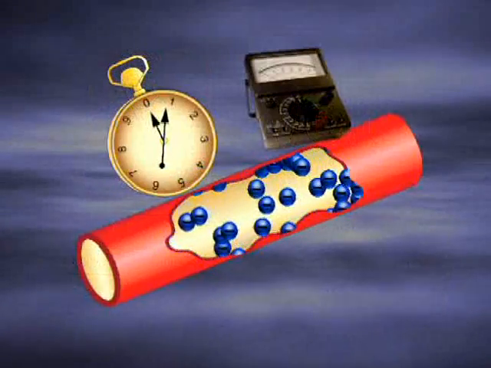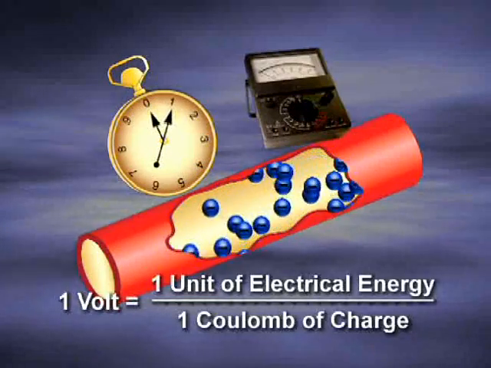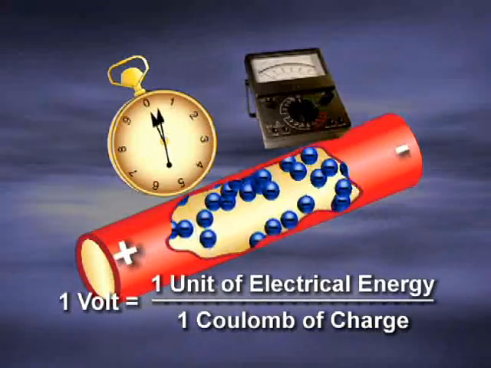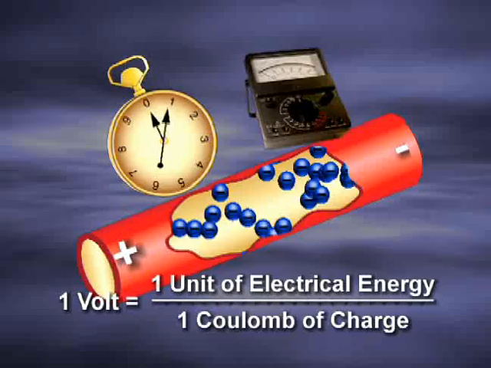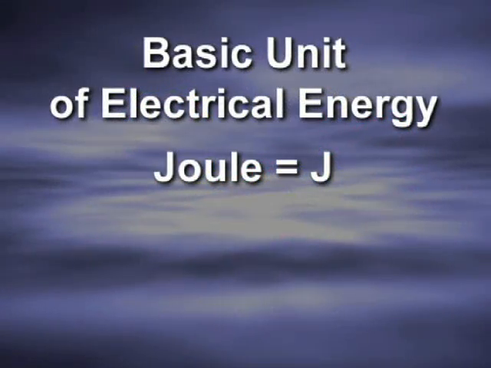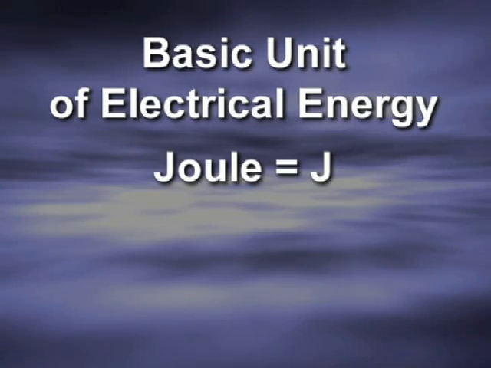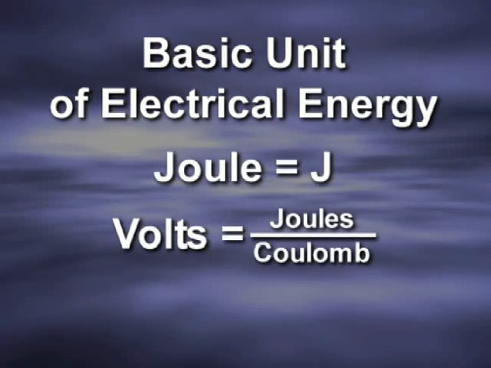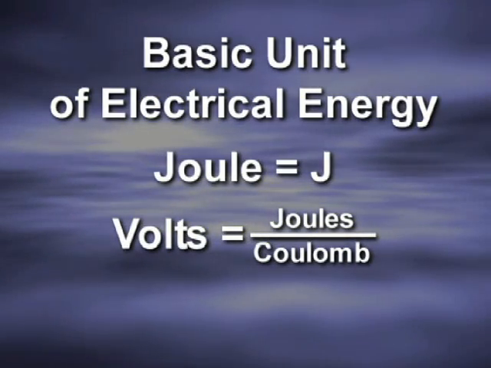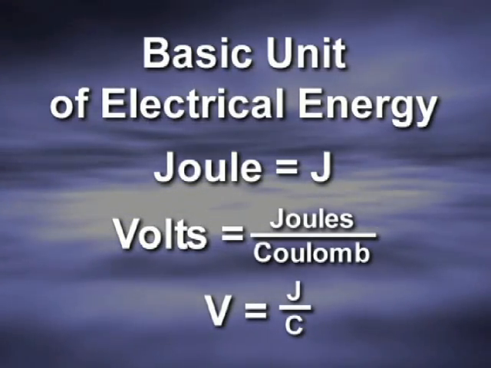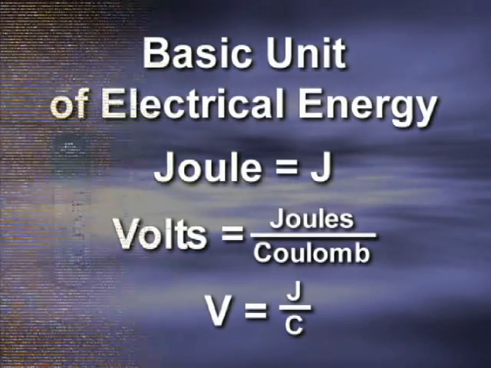1 volt is the potential difference that will cause 1 unit of electrical energy to move a coulomb of charge from a negative point to a positive point in a circuit. The basic unit of electrical energy is the joule, abbreviated as J. Therefore, volts equals joules divided by coulombs. In symbols, that would be V equals J over C.